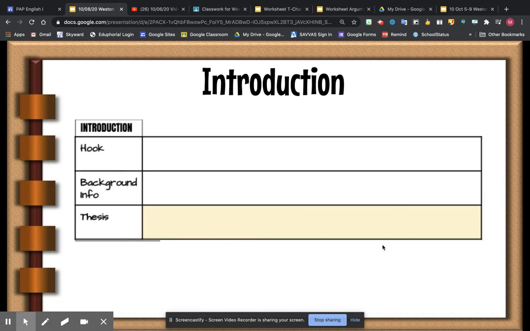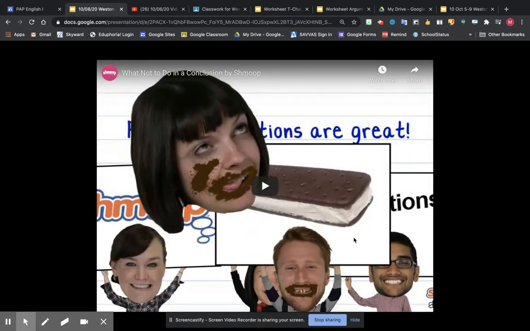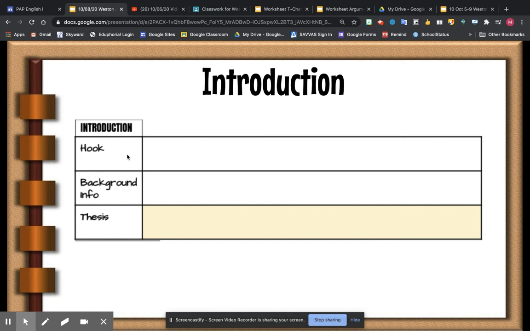All right, so what you're going to do is you're going to think which kind of hook do you want to use? Do you want to use a fact? Do you want to use a snapshot? Do you want to use a question? Maybe you want to use imagination, and write your hook about your paper about school should or should not start early.